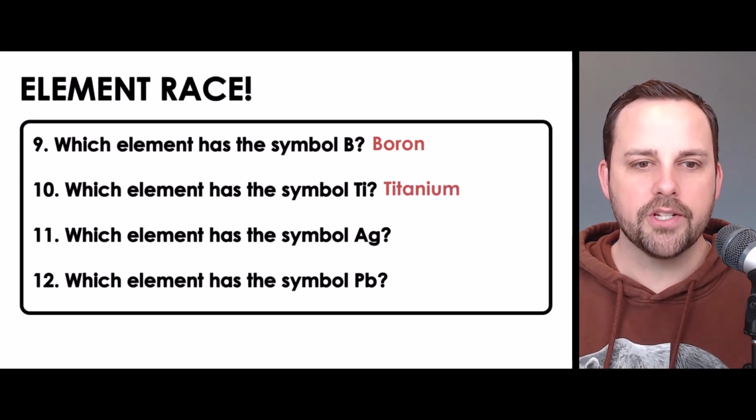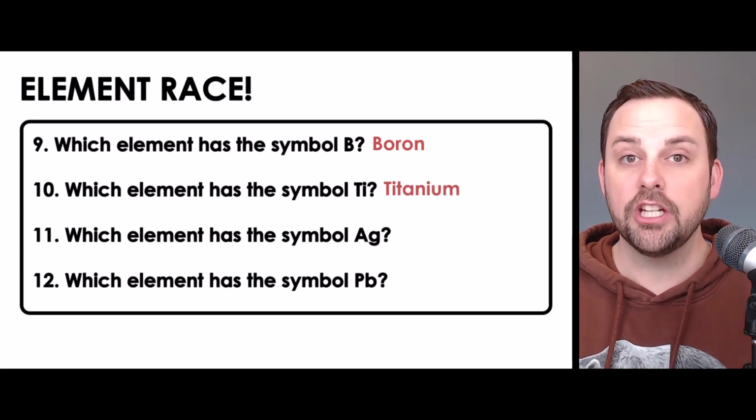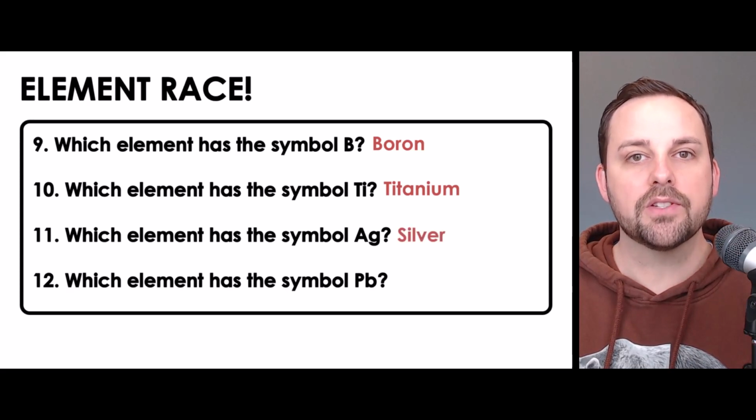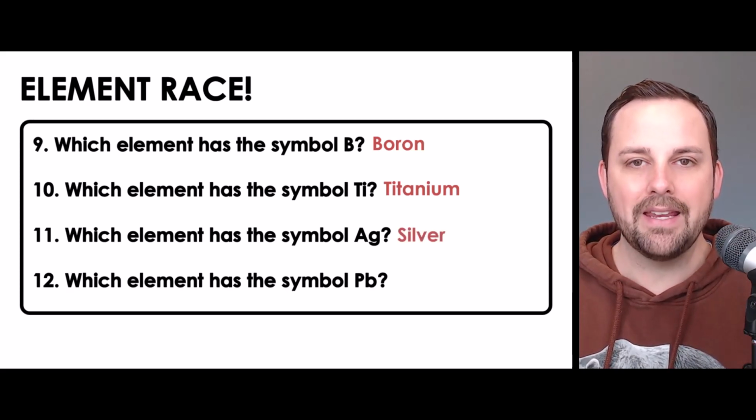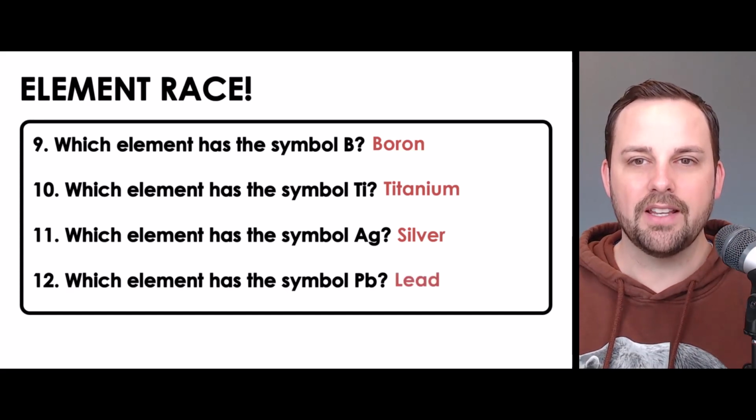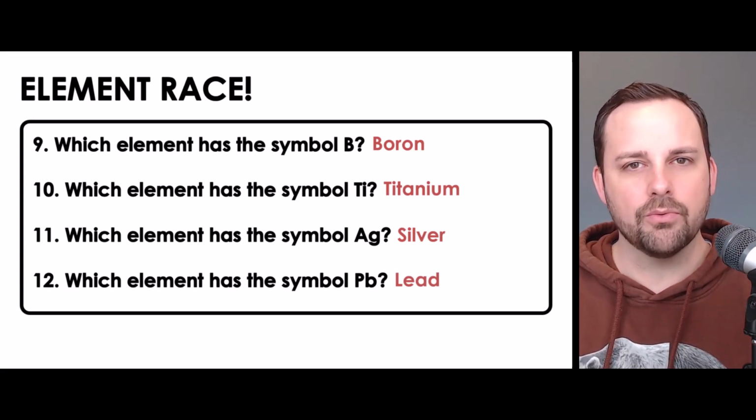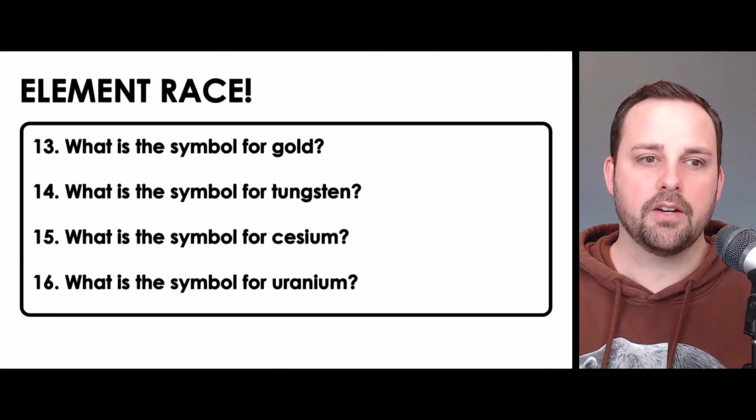Question 11, which element has the symbol Ag? The correct answer is silver. And finally, question 12, which element has the symbol Pb? The correct answer is lead. I've always found that one interesting because Pb doesn't seem to correspond to lead at all, but there's always a reason for that. Let's do another set of questions.